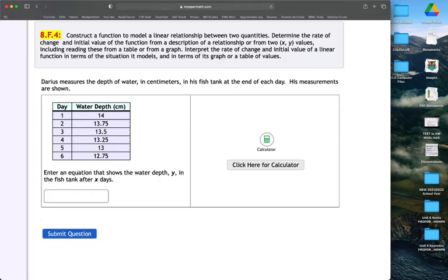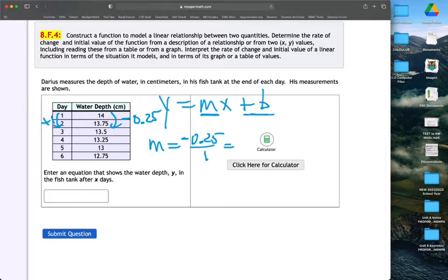So in order to find an equation of any linear situation, we would need the slope m and the numeric value of the y-intercept. Well, slope is the first thing that we'll find. So we have the change in output. To go from 14 to 13.75, we have to subtract 0.25. And over the change in the input, to go from 1 to 2, we're adding 1. So that means the slope is negative 0.25 over 1, which is negative 0.25.